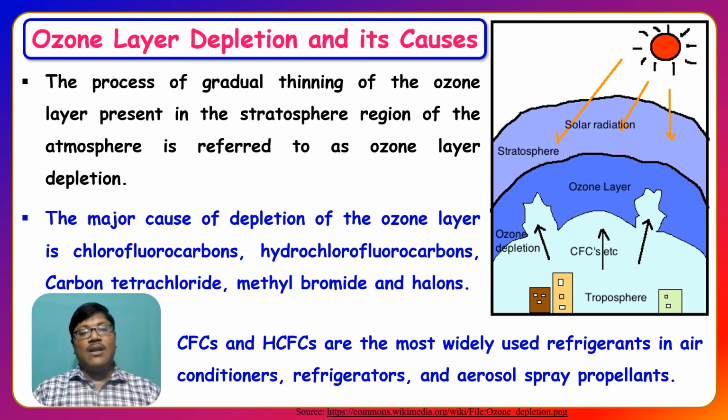Ozone layer depletion and causes for ozone layer depletion. The process of gradual thinning of ozone layer present in the stratosphere is known as ozone layer depletion. The major causes for ozone layer depletion are chlorofluorocarbons, CFCs, hydrochlorofluorocarbons, HCFCs, carbon tetrachloride, methyl bromide and halogens.